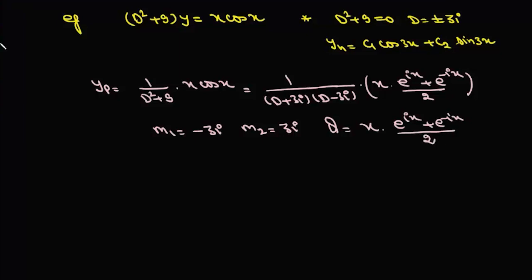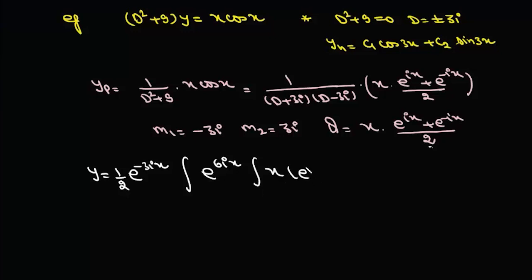Now we can write this y. Now this y will be e to the power m1x, so it will be e to the power minus 3 iota x, and we'll take this 1 by 2 out also, so it will be 1 by 2 e to the power minus 3 iota x, and then integral of e to the power m2 minus m1, so there will be e to the power 6 iota x, integral of, and then we have this q which is x into e to the power iota x plus e to the power minus iota x into e to the power minus m2x.